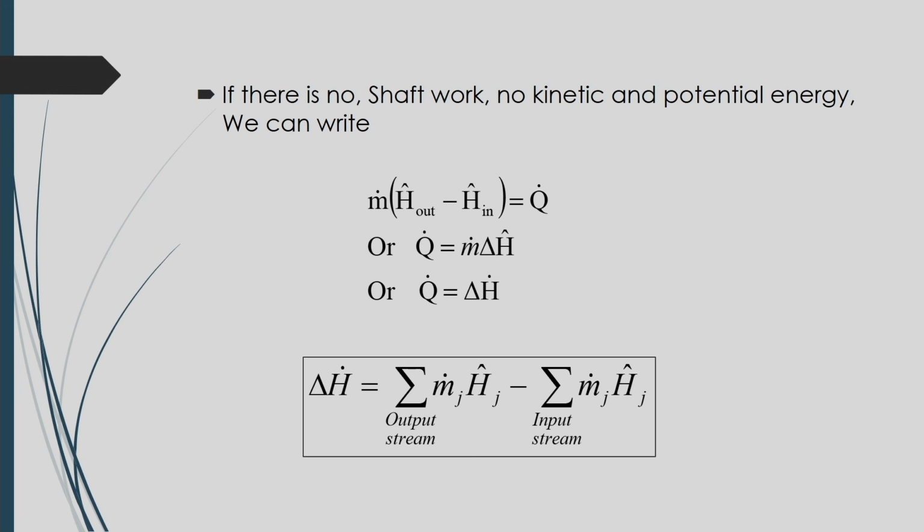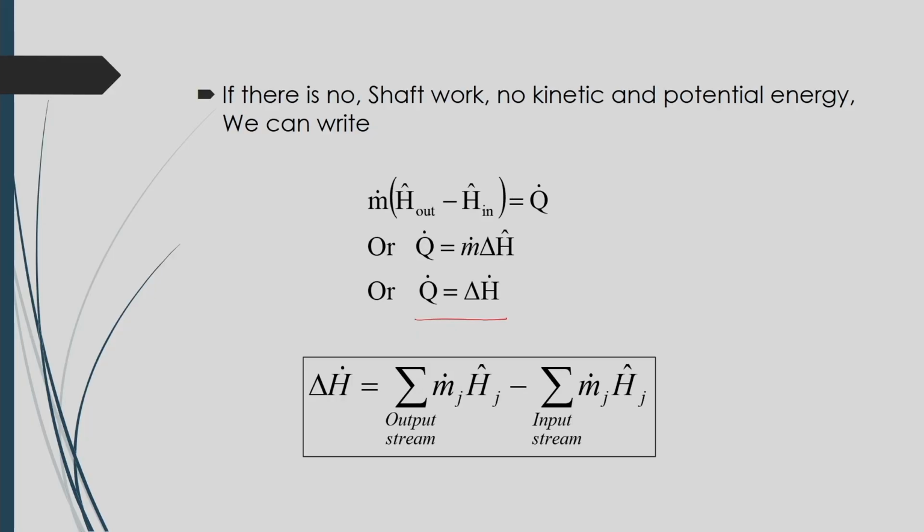So, if there is no shaft work, and no kinetic and potential energy, then cancelling all those terms, we can have this simplified form of the energy balance equation as Q dot equals delta H dot. Here remember that this delta H dot is the rate of enthalpy change for that particular system.